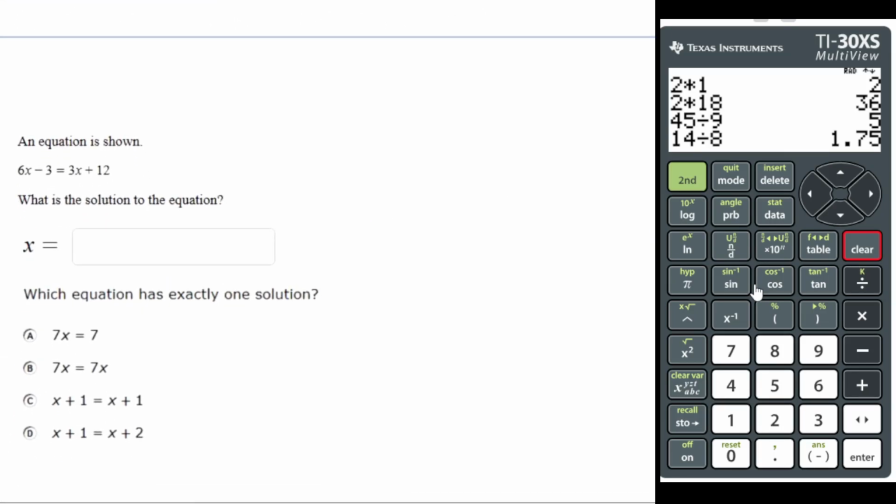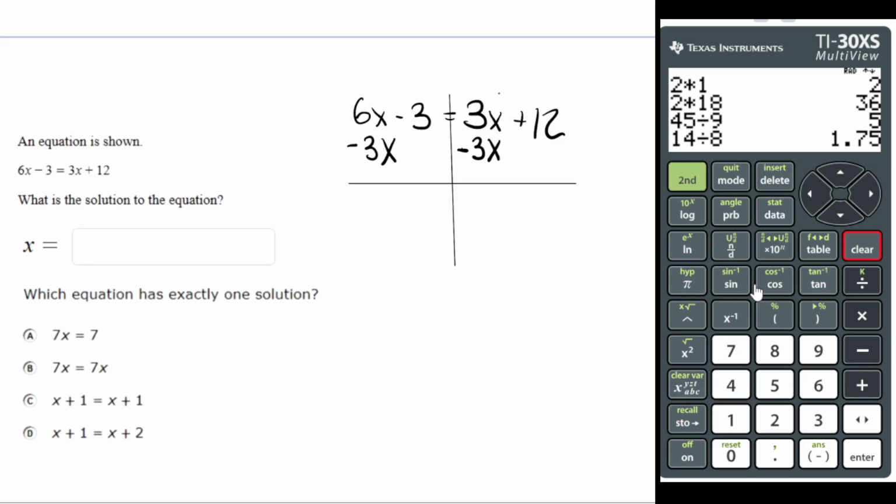An equation is shown. 6x minus 3 equals 3x plus 12. What is the solution to the equation? All right, so here we go. We check. Distribution: none. Combine like terms: anything on the same side of the fence? No. So then we move all variables to one side. I'm going to move this 3x by subtracting 3x from both sides. That'll cancel out. That'll leave us 3x minus 3 equals 12.